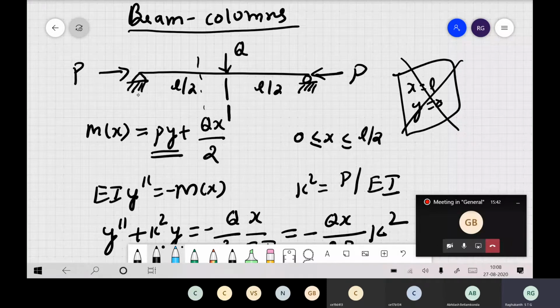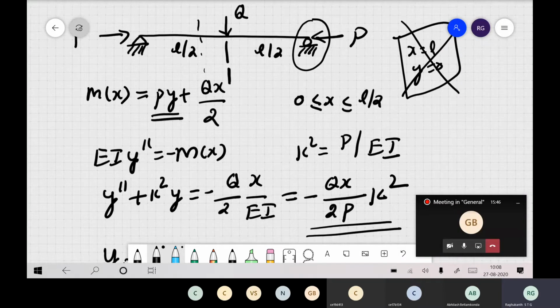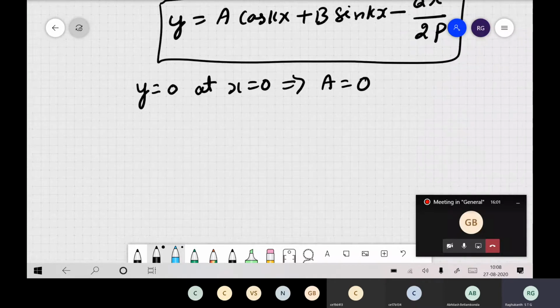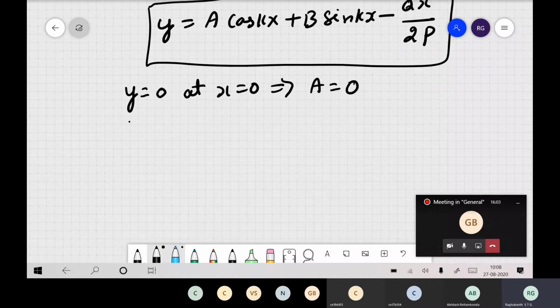This y is equal to 0 we can use, but this portion we cannot use as a boundary condition because, as all of you know, the bending moment changes because of the concentrated load. So this bending moment expression is valid from 0 to L by 2 only. That's why we write boundary condition 1 here. Another condition is like this: y dash is equal to 0 at x is equal to L by 2.